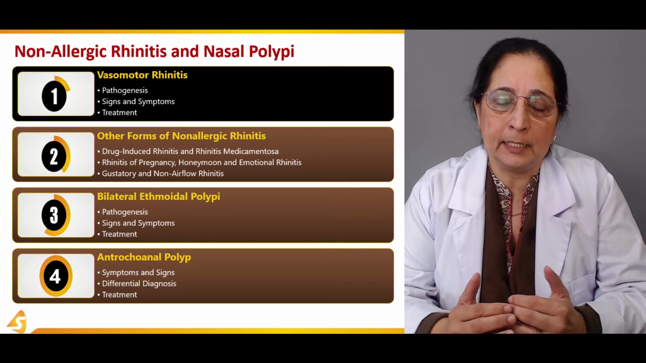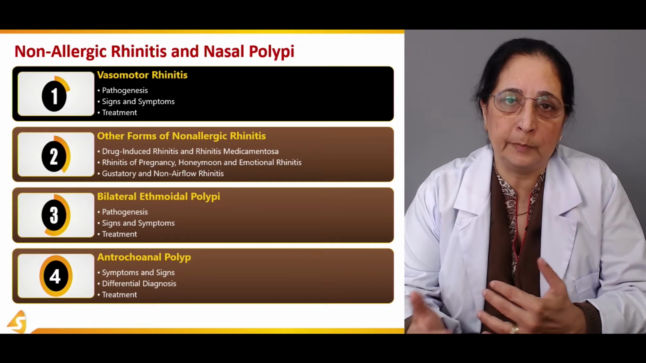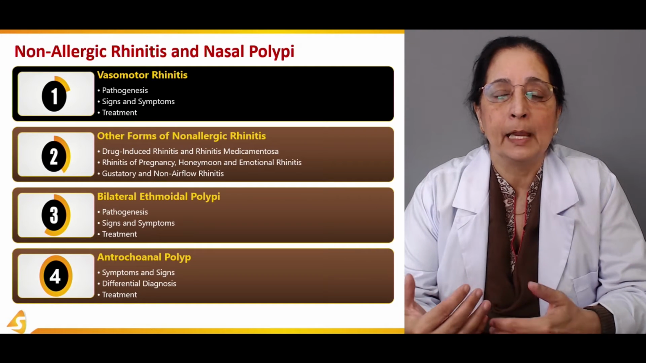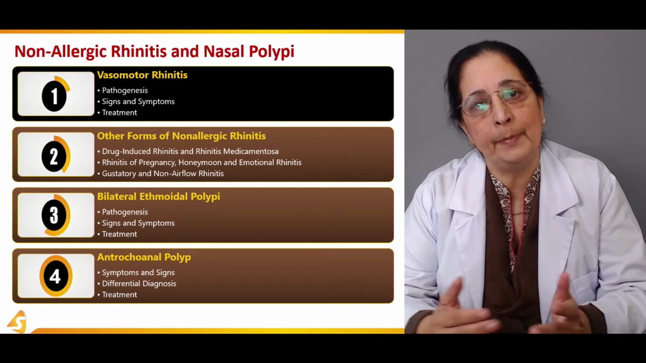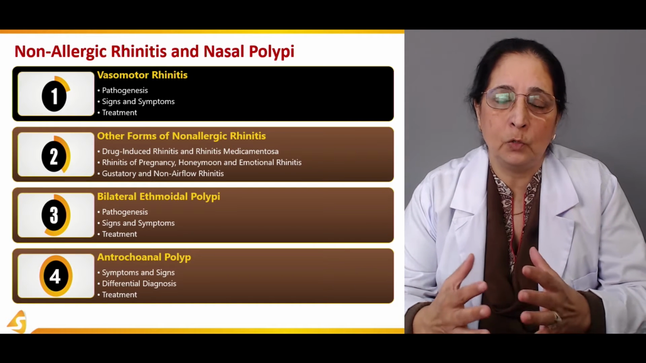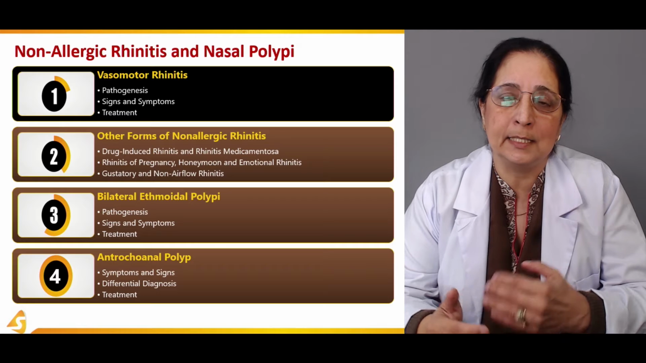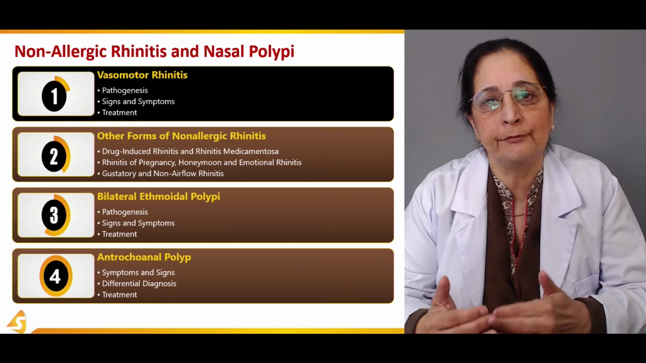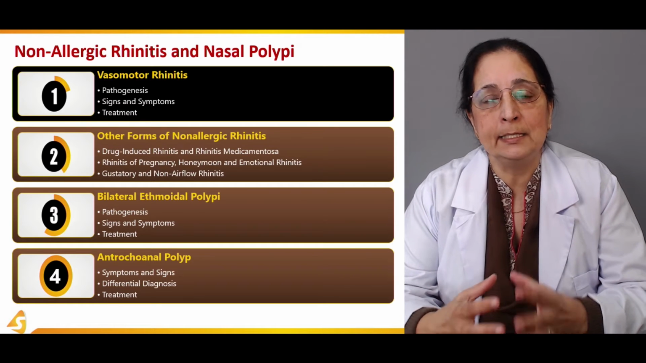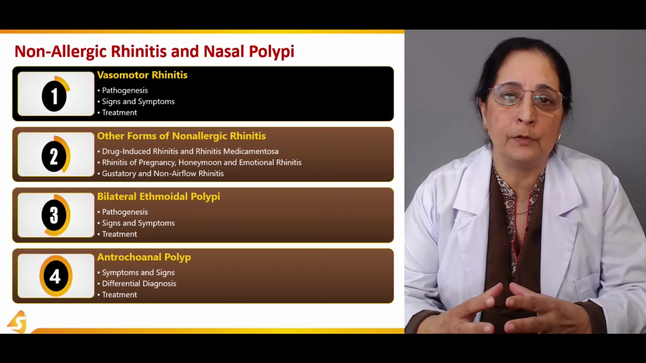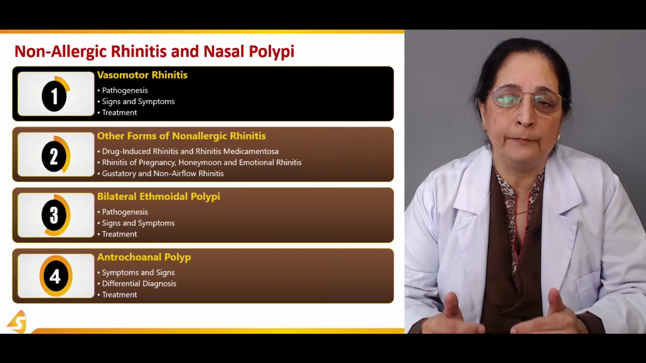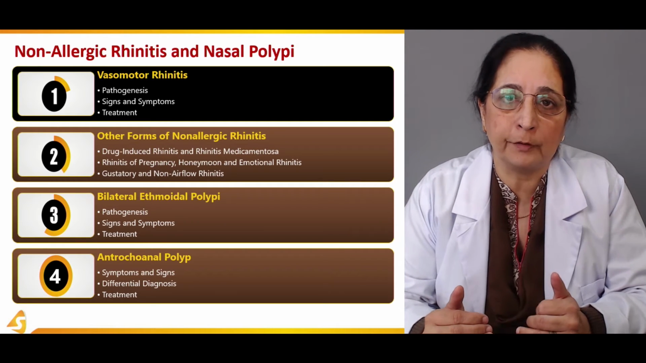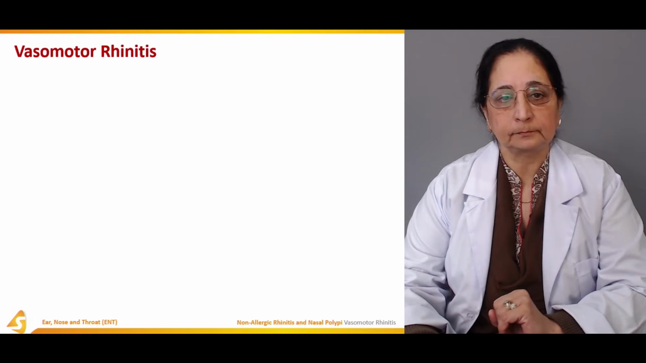So pathogenesis: pathology is the abnormality and genesis is the development and formation. So how this abnormality develops and what the different steps are that lead to the development of non-allergic types of rhinitis, one of which is vasomotor rhinitis.